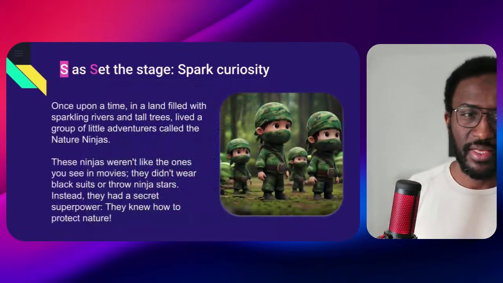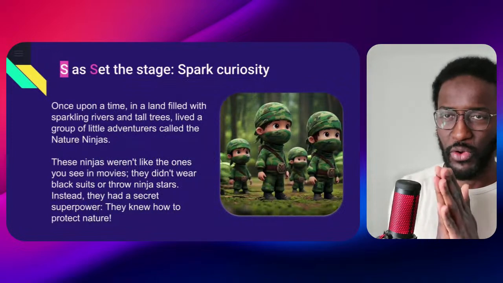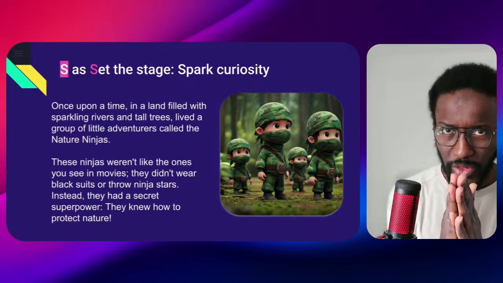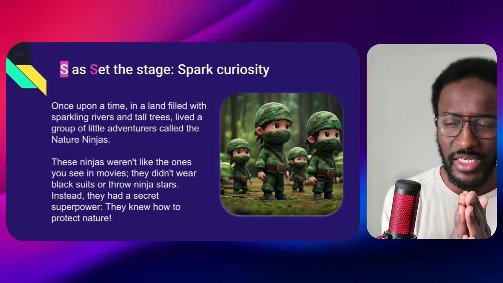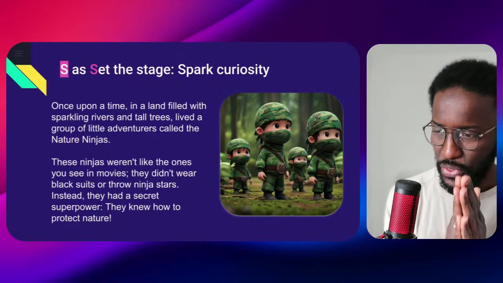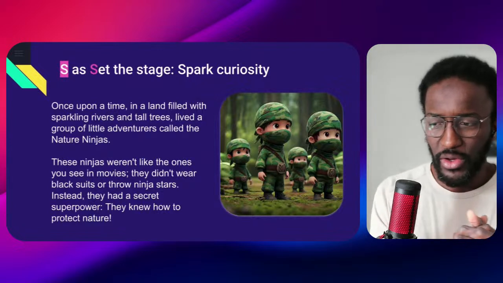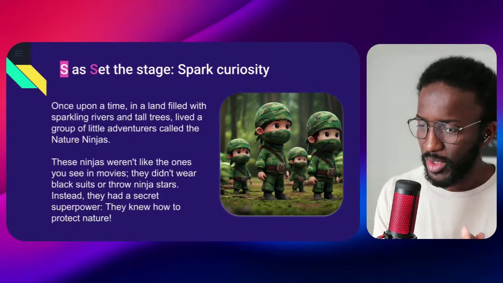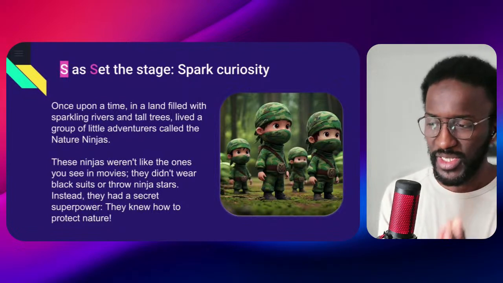So imagine, let's say, once upon a time there was a very beautiful land where there are some little creatures. There are some ninjas. It's not like your normal ninjas. They are like warrior ninjas, and they didn't wear black suits or throw ninja stars. You know, they had a secret weapon. Their secret weapon was that they know how to protect nature.